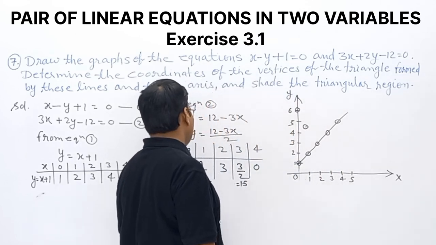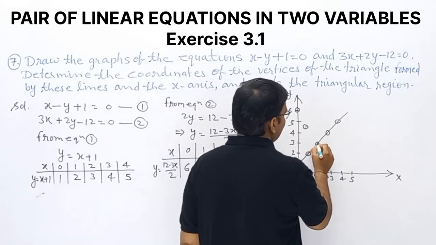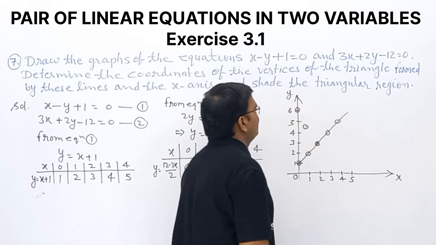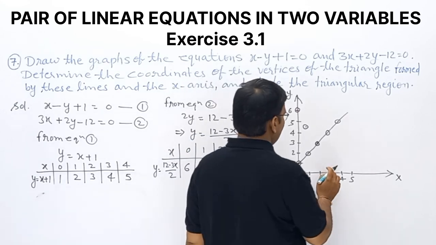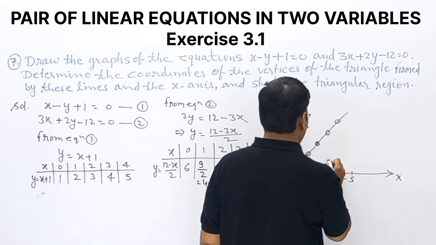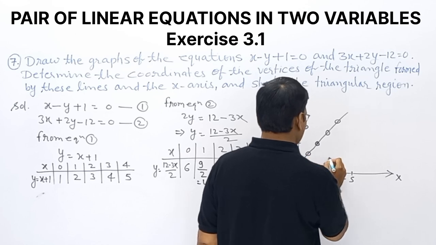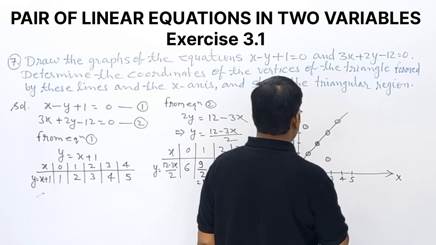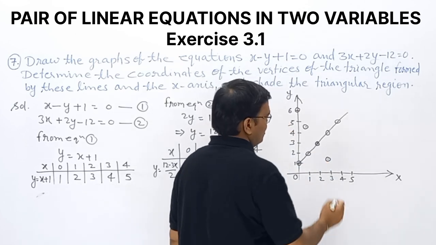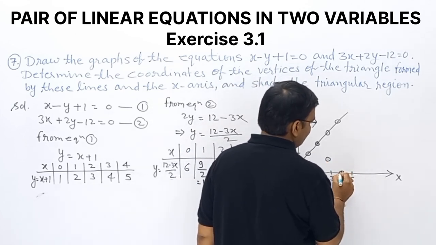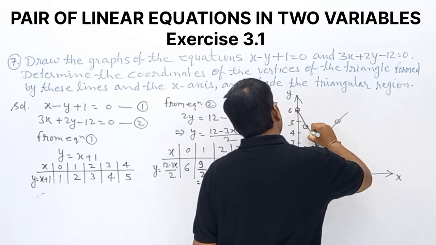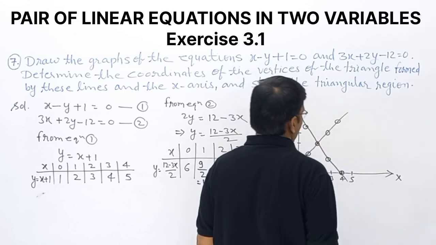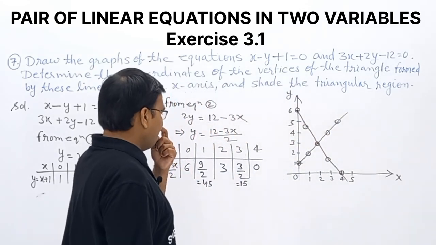Now next one is 2, 3. Again we get the same point as before. Next one, 3 and 1.5. It means the point will be at the mid of this one. We are getting a point there. And the last one, 4, 0: 4 is this one and the y coordinate is 0. Now connect all the points and we are getting a straight line like this.